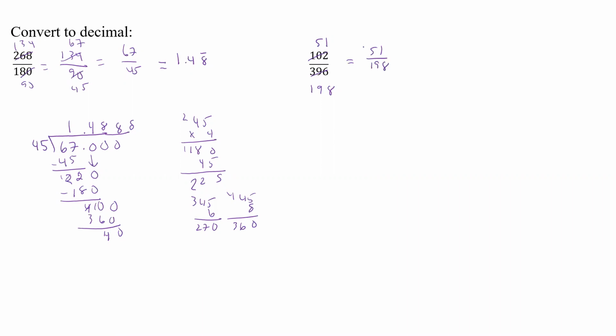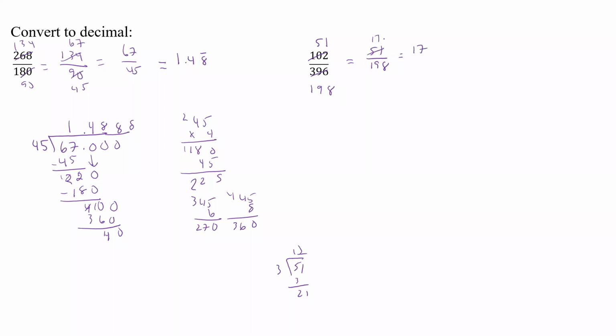All right, so now can we reduce that any more? 6, that's 9, 8, 9, 18. Looks like we might be able to reduce that by 3 because both of them are divisible by 3. So 51 divided by 3 goes in once, and that's 21. So that's going to be 17.